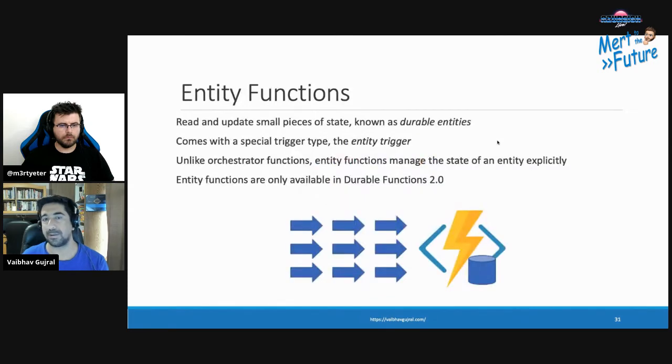Here is the entity function that I was talking about, which was introduced in .NET, Durable Functions 2.0. Entity functions, in a nutshell, let you read and update small pieces of state, which are known as durable entities. Similar to how I was showing the bindings that come for durable functions, the specific binding that you need to use for an entity function is entity trigger, highlighting it's an entity function. And they are just available in Durable Functions 2.0, so do check it out.